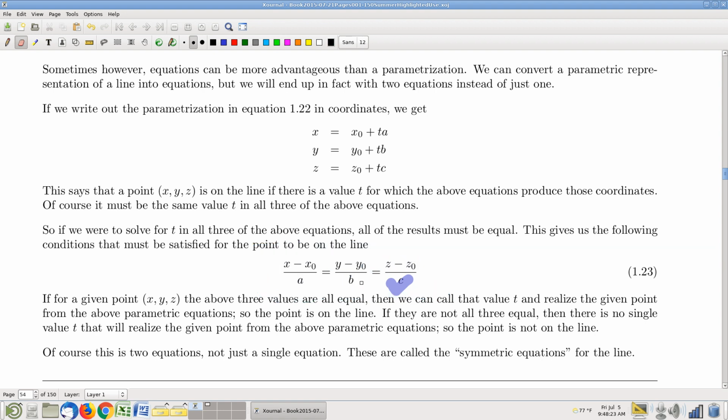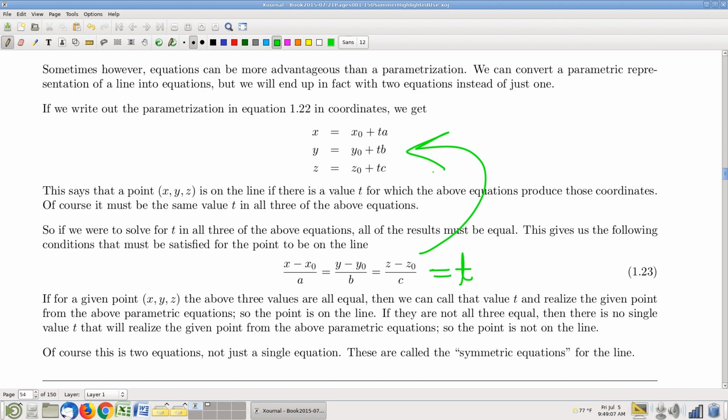Okay, so these are called the symmetric equations for the line. There we go. Symmetric equations for the line. Easy to get to and from these two different forms, the parameterization and the symmetric equations. It's all centered around what is t. So if you want to get from there to there, solve for t, set the results equal to each other. If you want to get from the symmetric equations back to the parameterization, just notice that all three of those things in your symmetric equations are t. Solve for x, y, and z.